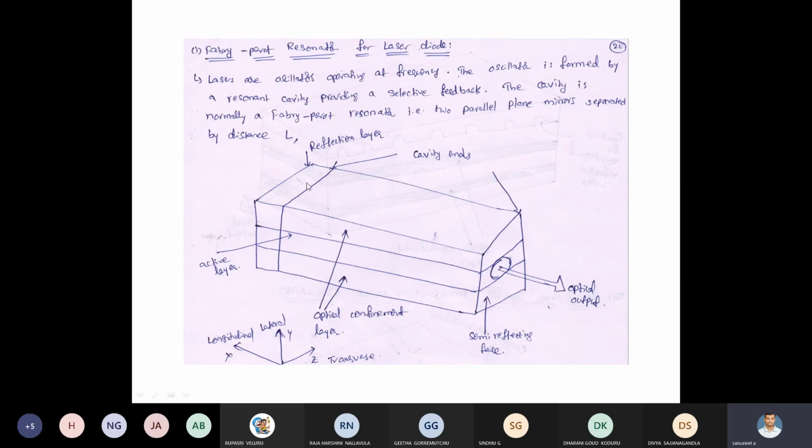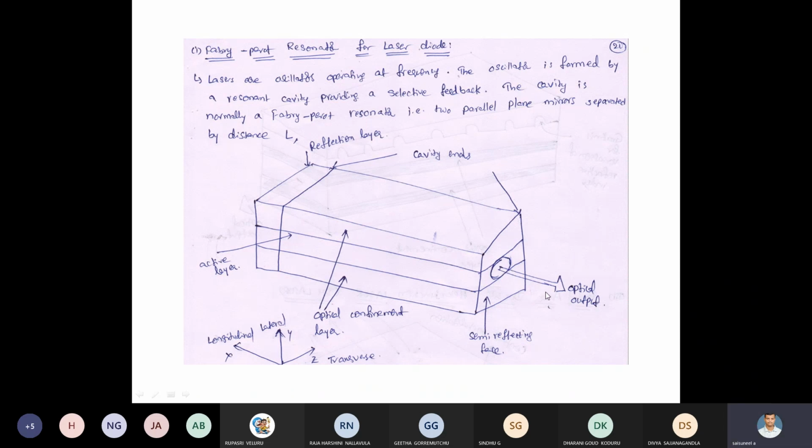Here, at one end of this cavity resonator we fix a reflection layer, and at the other end we have a semi-reflecting layer. What is the use of the reflecting and semi-reflecting layers here? Once the light signal is generated inside this cavity, we get output from only one side. Suppose the light signal is generated, it goes in this direction, reflects back and finally reaches here. Likewise, after a number of reflections, the optical power finally reaches only one direction.